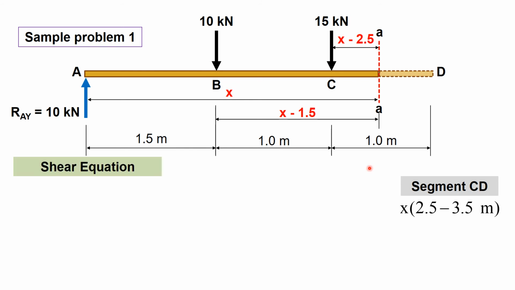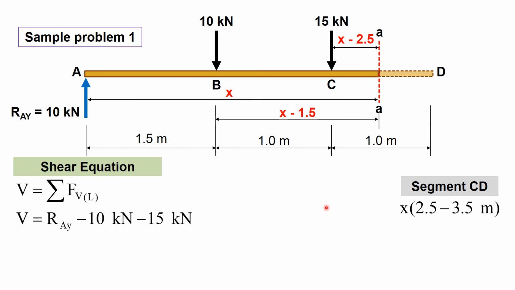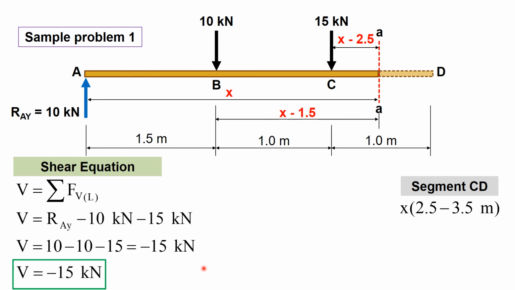So let us now formulate the shear equation by summing up the vertical forces within this distance x. So we have RAY, 10 downward and 15 downward. So if we substitute the value of RAY, which is positive 10, and then simplifying the equation, we have V equals negative 15 kilonewtons. So this is now the shear equation for segment CD.